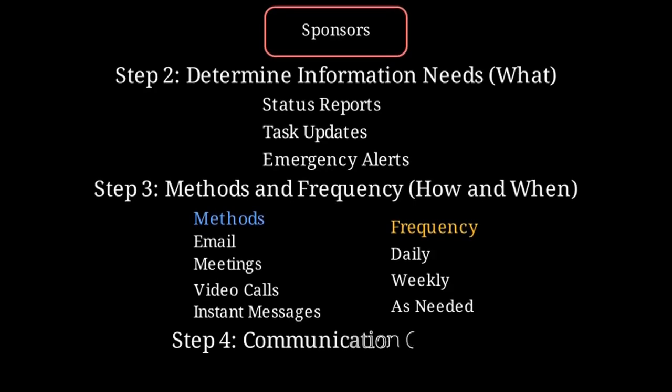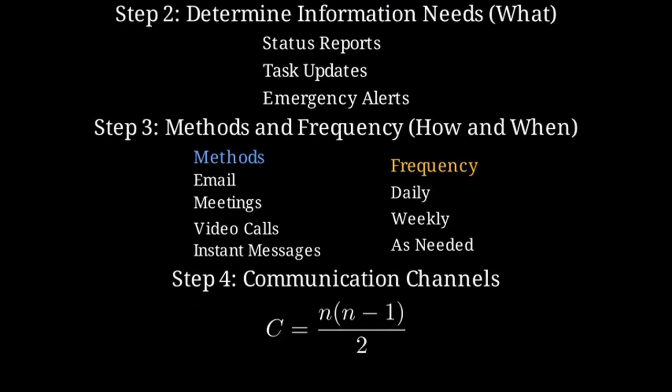Step 4 is calculate communication channels. As the number of people increases, the number of communication paths grows fast. If n is the number of people, the formula is C = n × (n − 1) / 2.